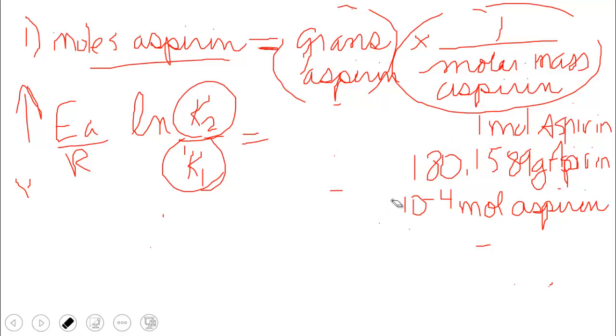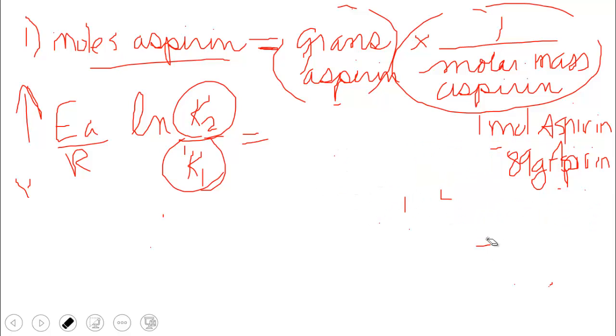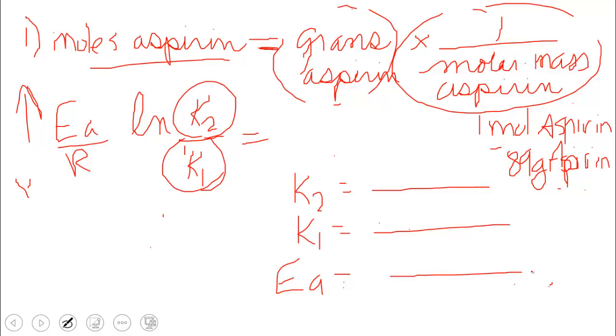Let me erase a couple things here. Here you can give us a list. k2 is equal to blah. k1 is equal to blah. Ea stands for blah. R is equal to blah. So you can write out, this is the new rate constant, the old rate constant, the activation energy, the universal gas constant, the new temperature T2, the old temperature T1. But define every term in your equation before plugging in numbers.